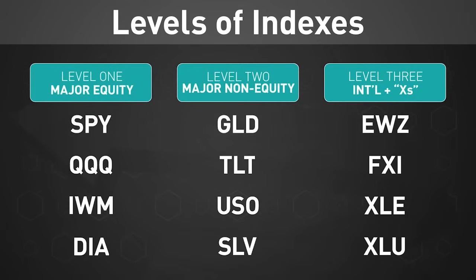And then lastly, level 3, which could be considered your international indexes or sector indexes, like EWZ, which is Brazil, and FXI, which is China, and then XLE and XLU and a number of other X indexes that represent different sectors in the US economy. Of course, this is not an exhaustive list that represents every single index you could potentially trade, but I do think it's a reasonable starting point.